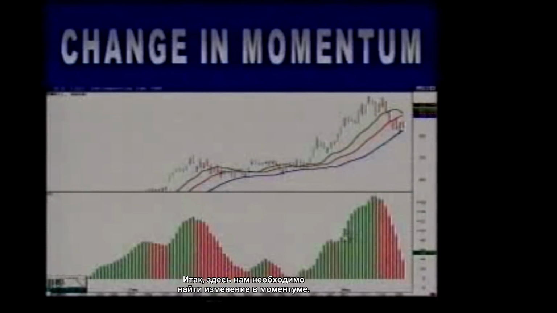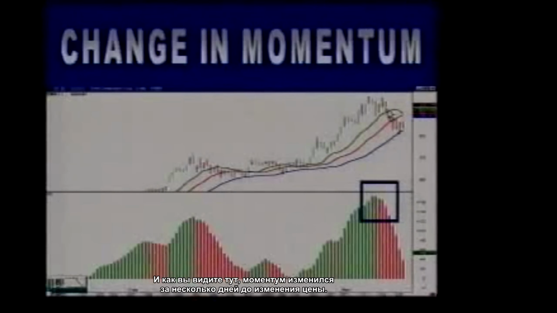So the thing we want to look for here is a change in momentum. Now when we have the other magic bullets up here, we have a fractal in the top. We have a squat on one of the three top bars here. And when we get a change in momentum in this area, that becomes very significant because the momentum will always change before the price does. And here you see the momentum change several days before the price change.